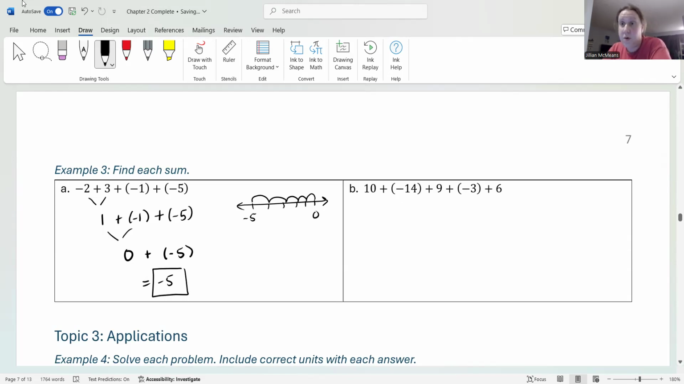So that is one way you can add a series of integers. Just kind of go from the left to the right, going two by two. So adding two of the integers at a time. Okay. Now, for part B, I'll show you the other method.